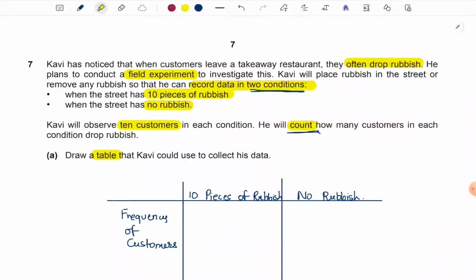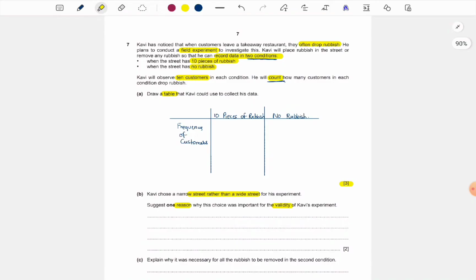They've given you a scenario. Always keep relating what is given in the scenario with what is asked. So what does he want to do exactly? They've already explained in the beginning part of the scenario. Then they are telling us he wants to do it on a narrow street. So obviously now what would be the reason? Manipulation. He's doing a field experiment. He wants to manipulate how much rubbish is there.